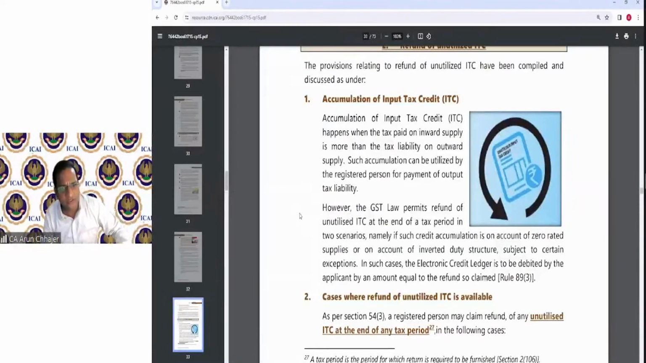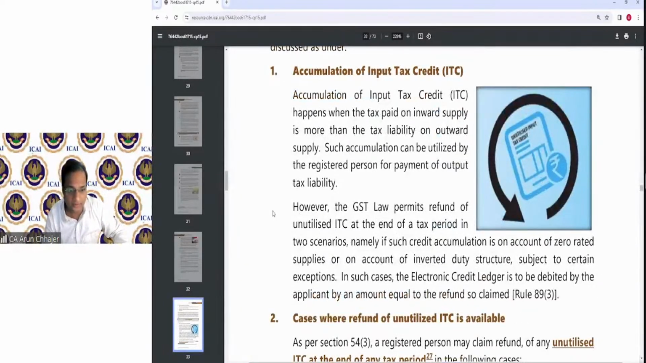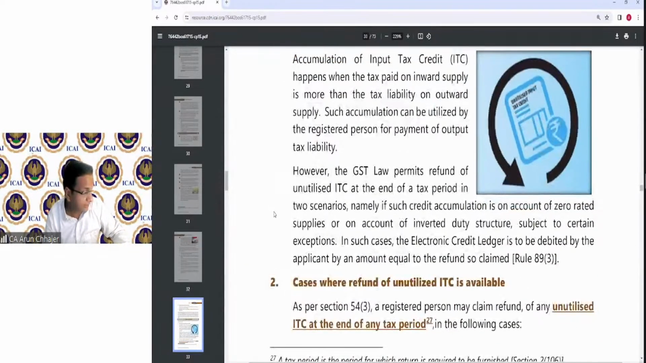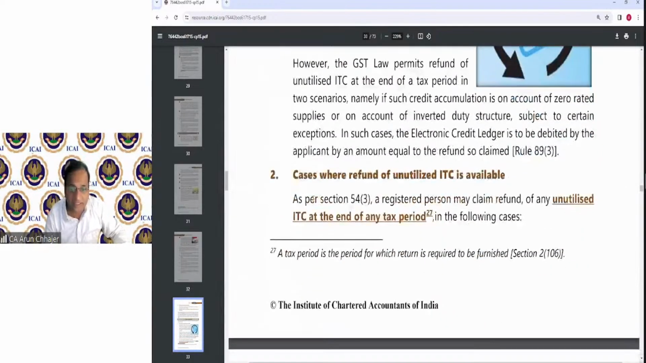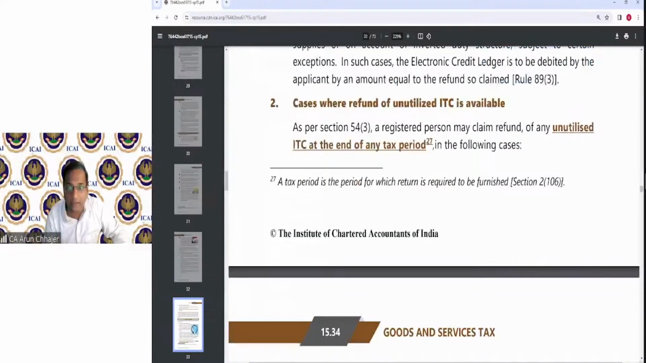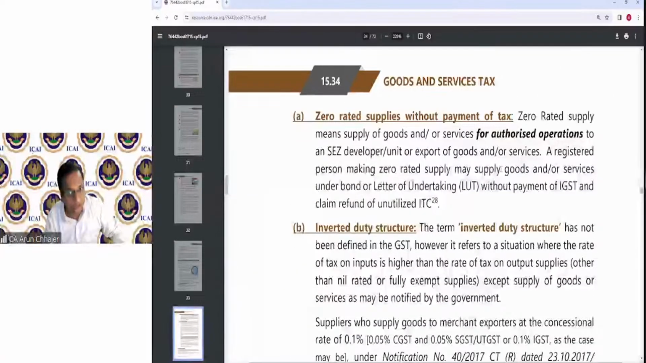It is already zoomed, I think. Now it is okay. Once, Namrata, please confirm. Cases when the refund of unutilized ITC is available at the end of any tax period are the following: zero rated supply without payment of tax and inverted duty structure.